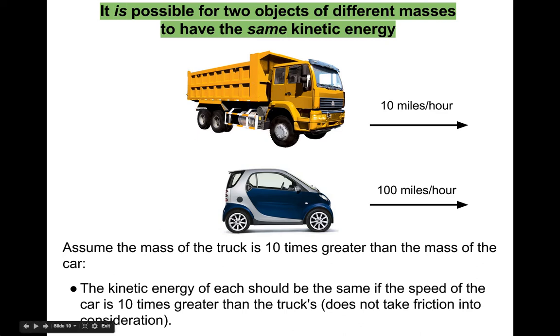This dump truck is 10 times the mass. Sorry, so it needs to be traveling 1/10 the speed. The smart car has 1/10 the mass of the dump truck, so it needs to be traveling at 10 times the speed. So if we assumed, just for ease, that this truck was 10 kilograms of mass, then 10 times 10 would be 100, or 1/2 the velocity squared, right? So we're going to end up with the same amount of kinetic energy.